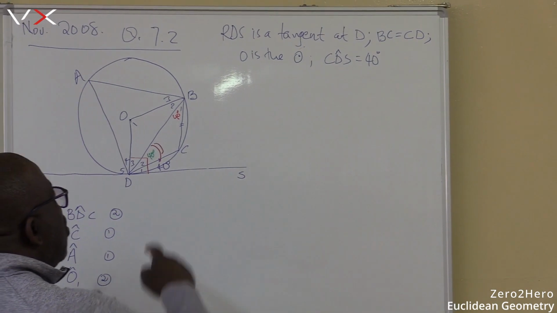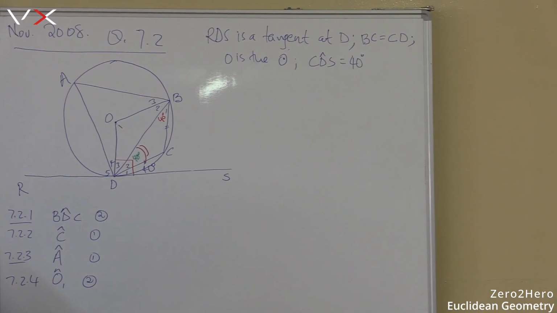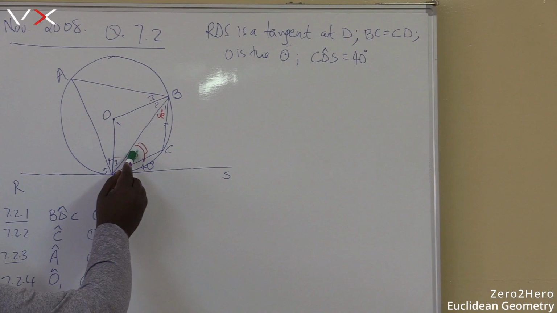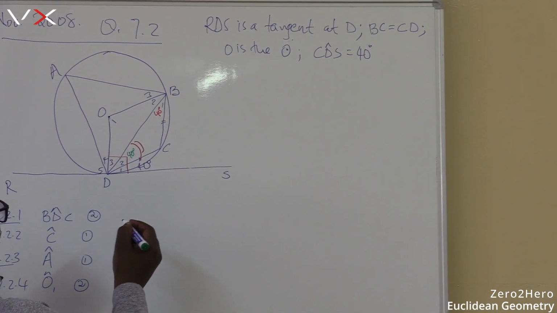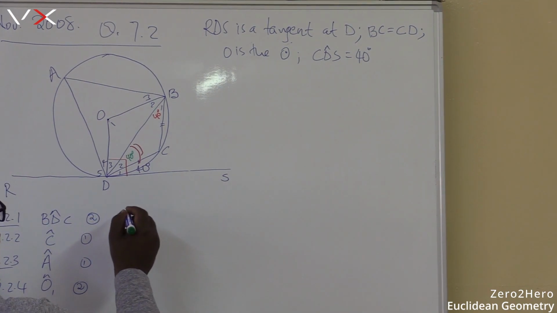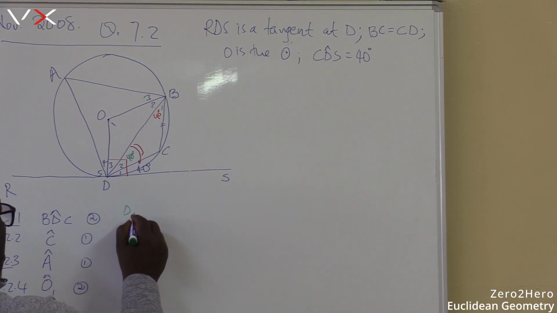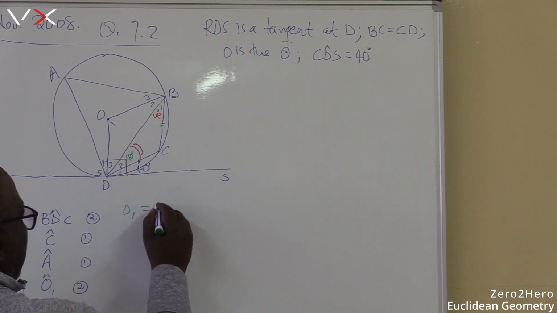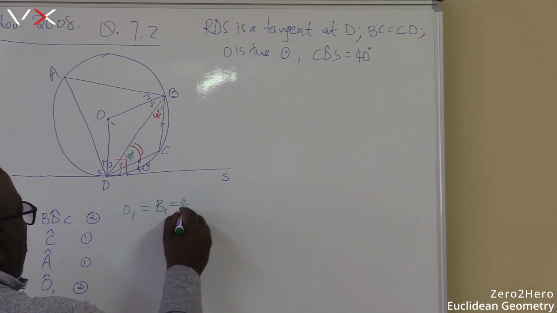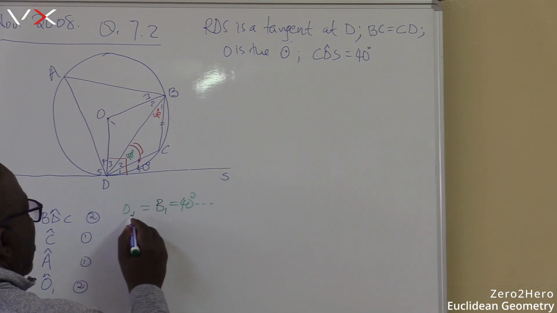Number one, I'm going to use this theorem, the tan chord theorem. I'm going to find that angle because it is equal to this one. Once I find that one, I will know this one. Number one, you've got to say angle D1 is equal to angle B1, equal to 40 degrees. Why is angle D1 equal to B1?